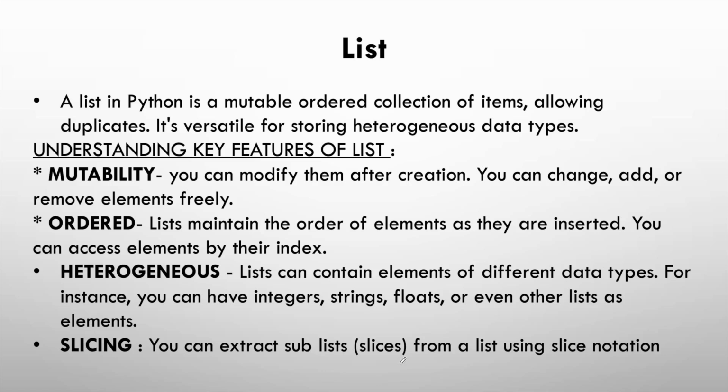You can access the elements, therefore, by index, which starts from 0 until the n-1th element. Heterogeneous means that lists can contain elements of different data types. You can have integers, strings, floats, or even other lists as elements within a list. And slicing is when you can extract sublists from a list using slice notation.